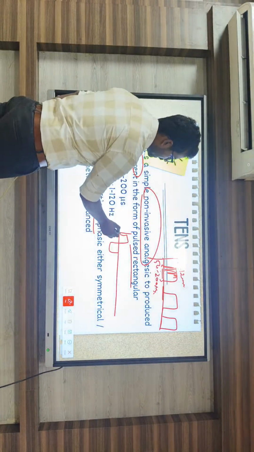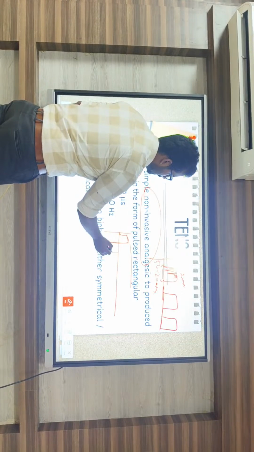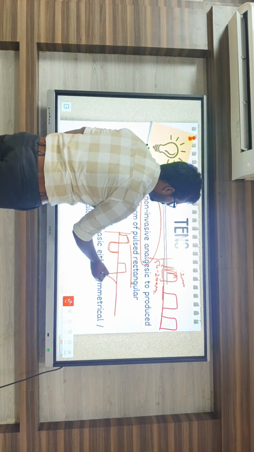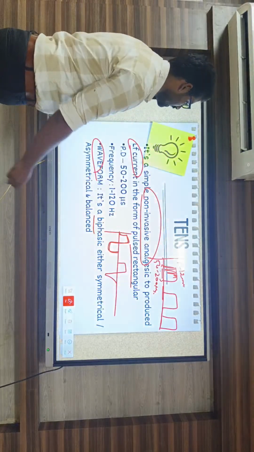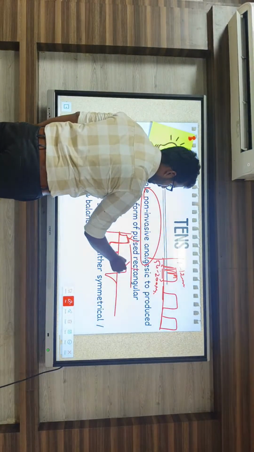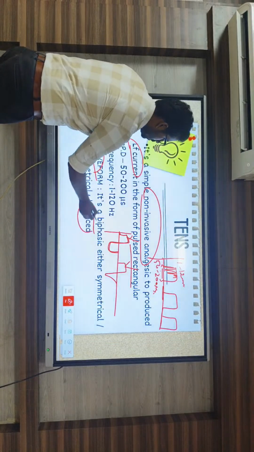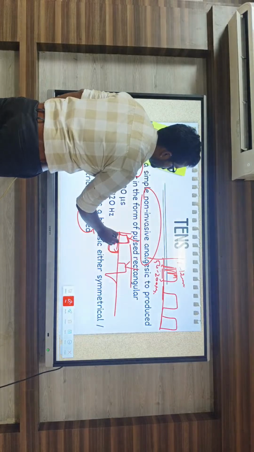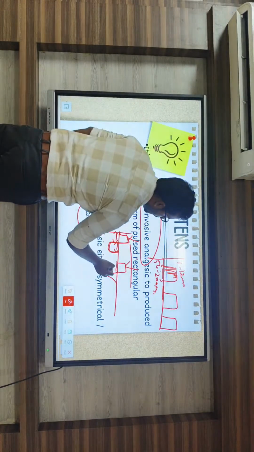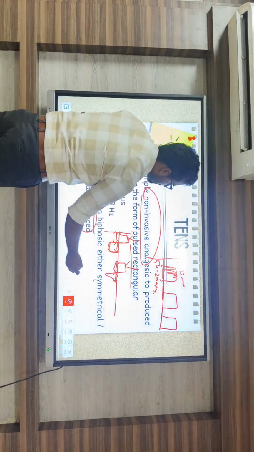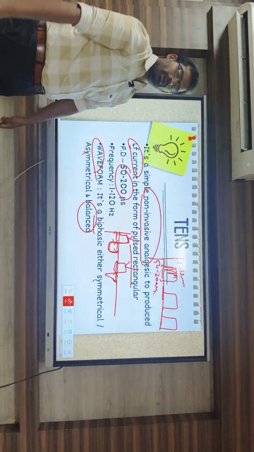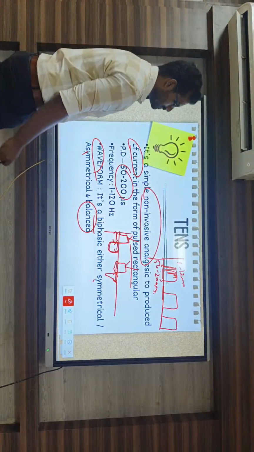So what is meant by symmetrical? This is the symmetrical shape of the TENS, and this is the asymmetrical shape of the TENS. Whether it is symmetrical or asymmetrical, it is balanced. So what about balance? That balance resembles the pulse durations. Thus the same amount of balance is maintained whether it is symmetrical or asymmetrical. The pulse durations are 50 to 200 ms. Clear?